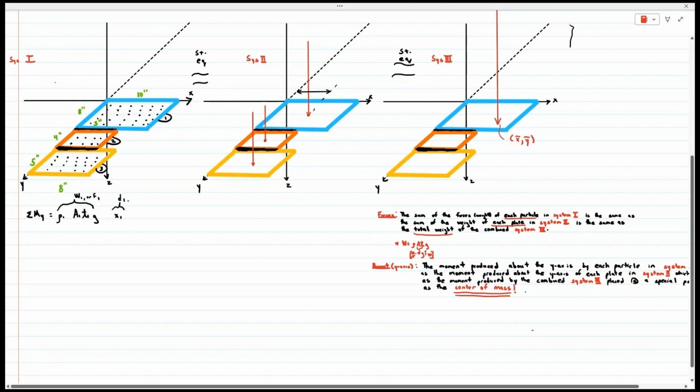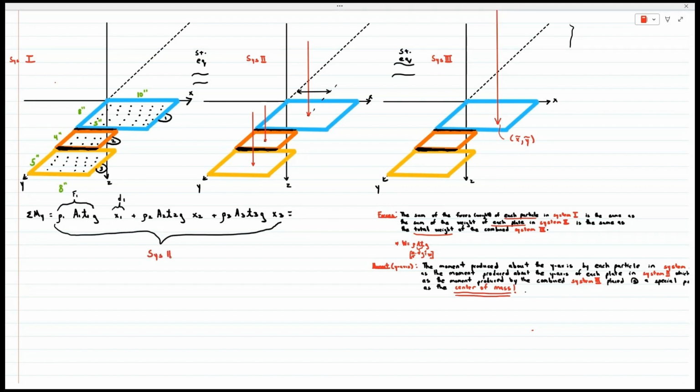Let's move on to the second force, which is the weight due to that second plate, and the weight due to the third plate placed at a certain distance. This is how we would see the system if we were in a system 2 type of reference.